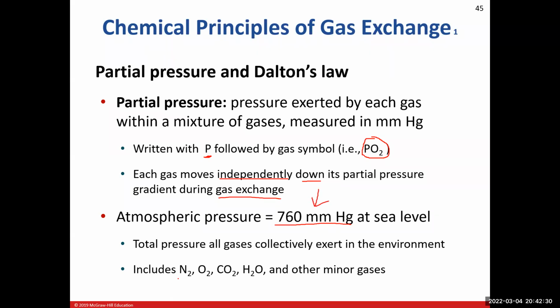So there's our nitrogen, there's our oxygen. We'll even have some water vapor there. We'll have argon, and there are several other gases, I think xenon's in there. But several other gases which are going to contribute to our total pressure, or atmospheric pressure, of 760 millimeters of mercury at sea level.